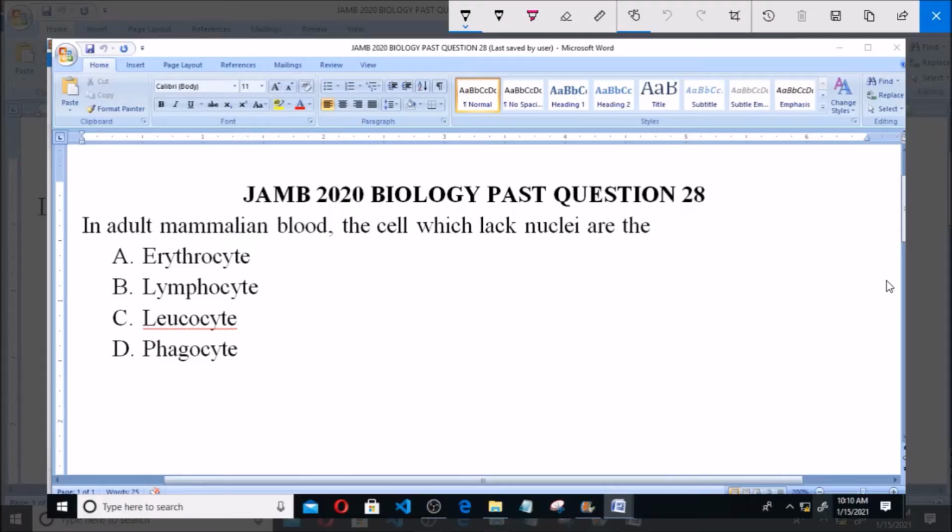I'll be answering JAMB 2020 Biology Past Question 28. In adult mammalian blood, the cells which lack nuclei are the A. Erythrocytes, B. Lymphocytes, C. Leukocytes, and D. Phagocytes.